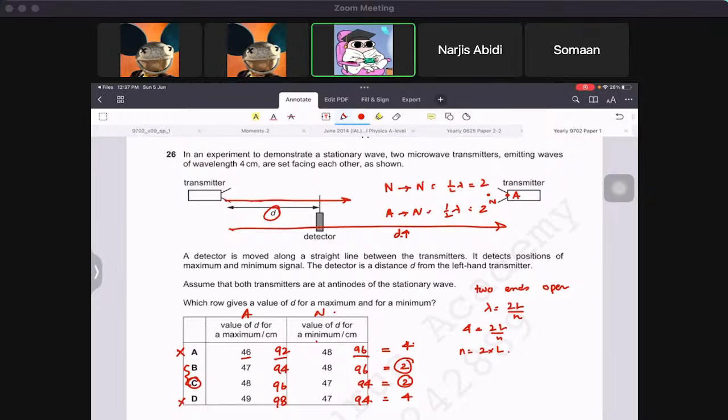Yeah, so the distance for the node should be less than the antinode, I mean from the start, yes. Because the last antinode will form here, and the last node will form here, antinode will form here. Yeah, okay. Got it. Thank you. Understood? Okay.